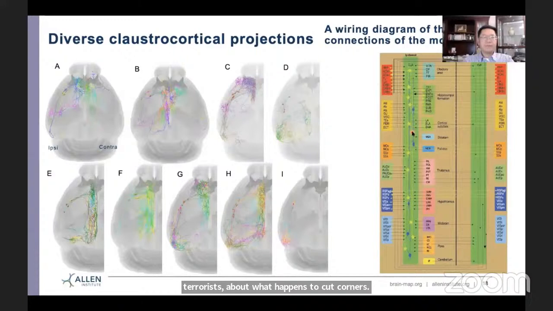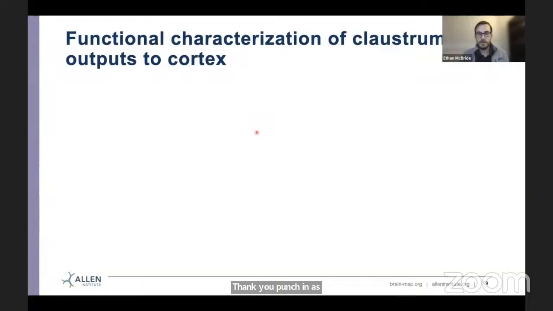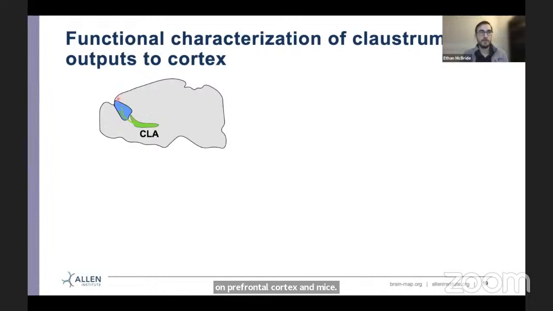Thank you, Quanxin. As Christof alluded to earlier, despite the claustrum's widespread projections to many cortical areas, the function of those projections has largely remained a mystery. In the last few years, there has been some work showing a primarily feed-forward inhibitory effect of claustrum on prefrontal cortex in mice. Here I'm showing claustrum in bright green and prefrontal cortex in blue.